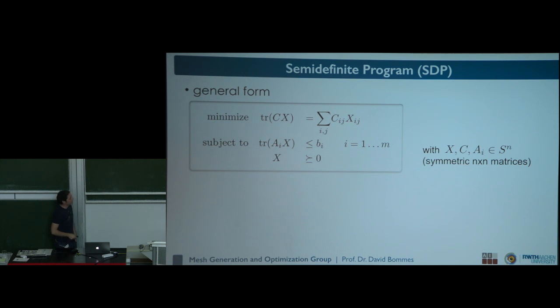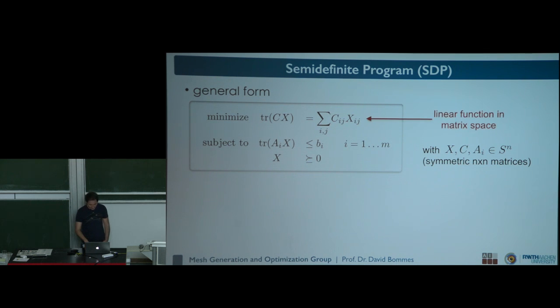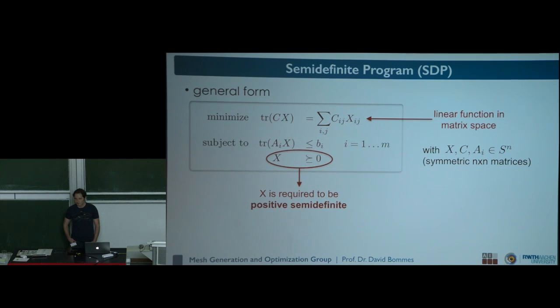But what this actually means is that you just compute the sum of coefficients from the C matrix times the entries of the X matrix. So it's just a linear function in matrix space. We take linear inequality constraints in this matrix space. So again, trace of A_i times X less or equal than b_i. And the interesting part is that we add one extra constraint, which looks quite complicated. It's X ⪰ 0 with this rounded inequality sign, which means that the matrix is required to be positive semi-definite. And this turns out to be a convex optimization problem.